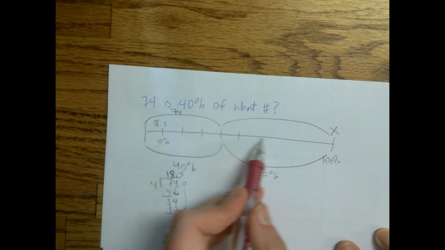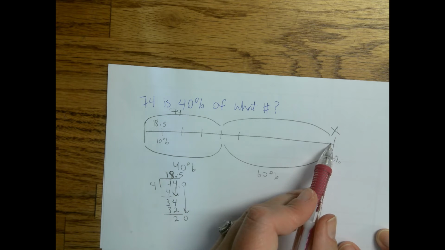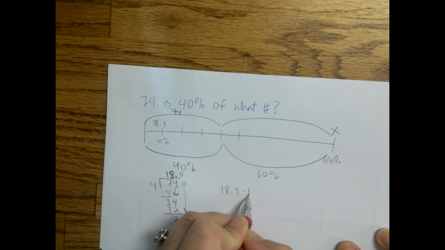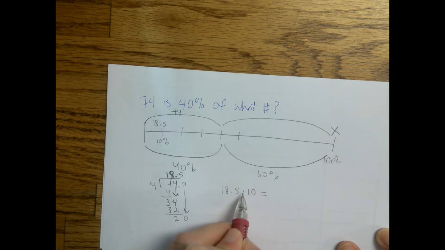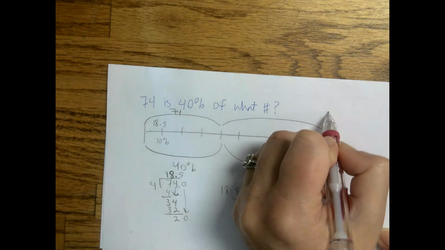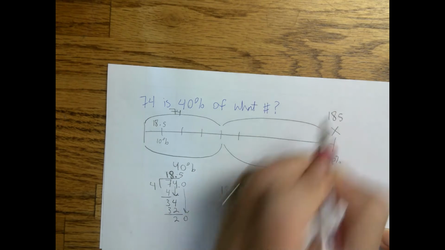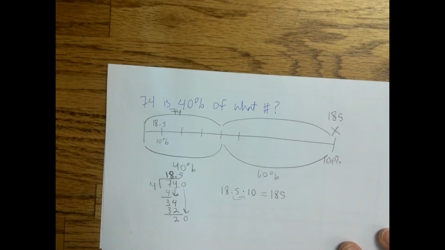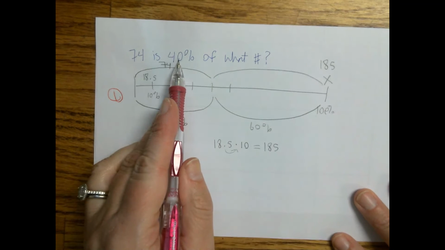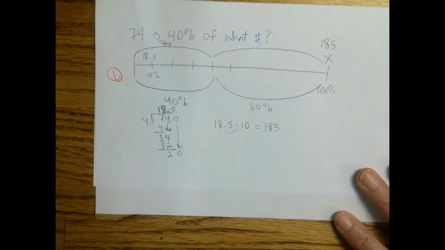Now you can just do 18.5 times 10, right? Because there's ten 10%s in 100. The nice thing about multiplying by powers of 10 is you can just move that decimal over one place. So the total is 185. Okay, so that's one way to do it. This is way number 1. Another way to do it is, if it's easy to scale this up to 100, you could do it that way.